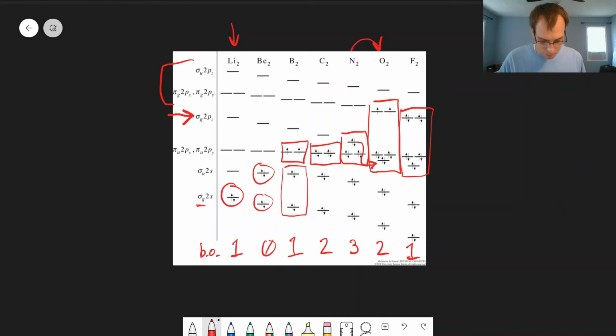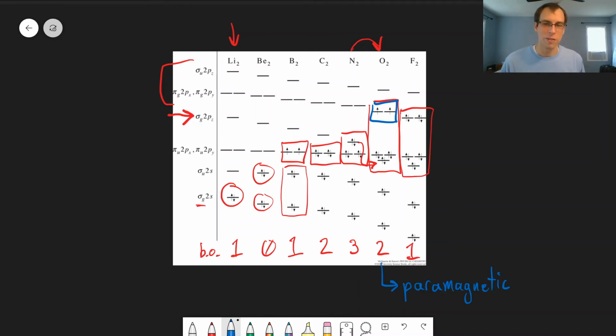So one of the most interesting things about this is if we look at oxygen, we notice that according to the predictions of molecular orbital theory, oxygen has 2 unpaired electrons. And if we have unpaired electrons in a molecule, that means it is paramagnetic. And so this molecular orbital theory predicts that oxygen is paramagnetic, meaning that it can be attracted by magnetic fields.